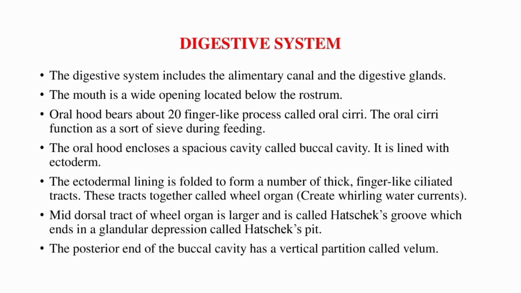It is lined with ectoderm. The ectodermal lining is folded to form a number of thick finger-like ciliated tracts. These tracts together are called the wheel organ. It is used for creating whirling water currents. The mid-dorsal tract of the wheel organ is larger and is called Hatschek's groove, which ends in a glandular depression called Hatschek's pit. The posterior end of the buccal cavity has a vertical partition called the velum.